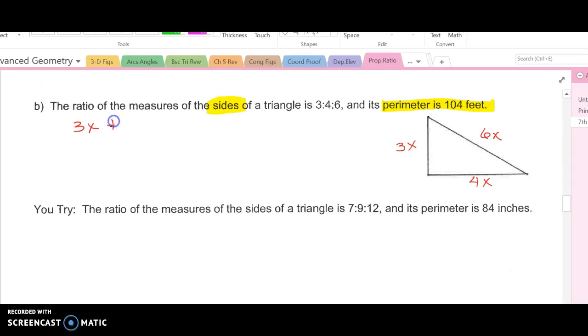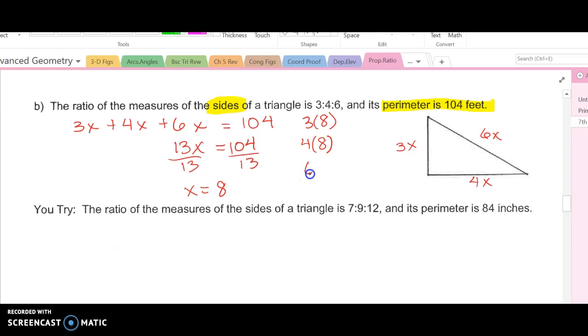So here we go, 3x plus 4x plus 6x all adds up to the perimeter of what, 104? Okay, so we're going to add those like terms. 7 and 6 is 13x equals 104. Divide by 13, and x equals 8. But wait, there's more. We got to plug it back in because it was asking for what is the actual side length. So we're going to say 3 times 8, 4 times 8, and 6 times 8. So 3 times 8 gives us 24. 4 times 8 is 32. And 6 times 8 is 48 for our final answer.